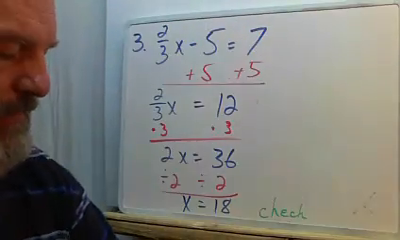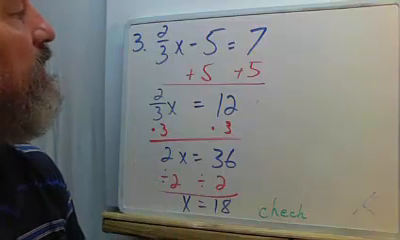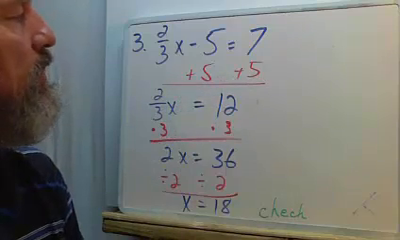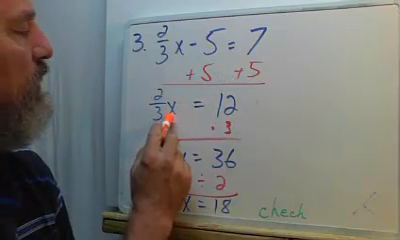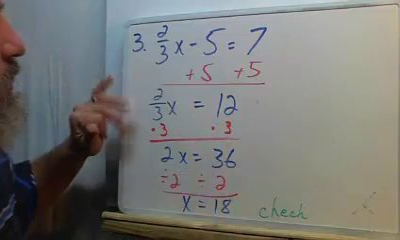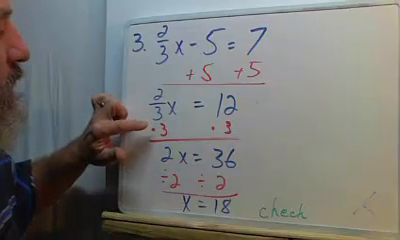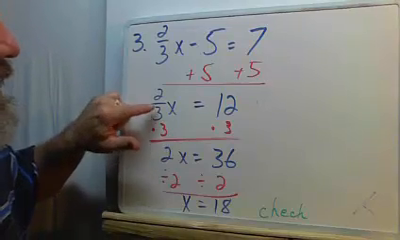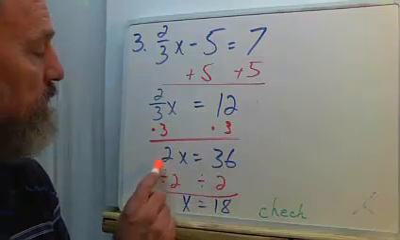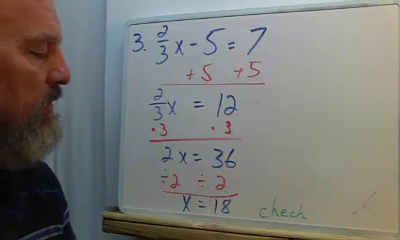Problem number 3. 2/3 x minus 5 equals 7. We're going to add 5 to both sides of the equation, and we end up with 2/3 x equals 12. We have a fractional coefficient, so we're going to multiply by the denominator first, which is 3. We end up with 2x equals 36. And now we need to divide by 2. 36 divided by 2 is 18.